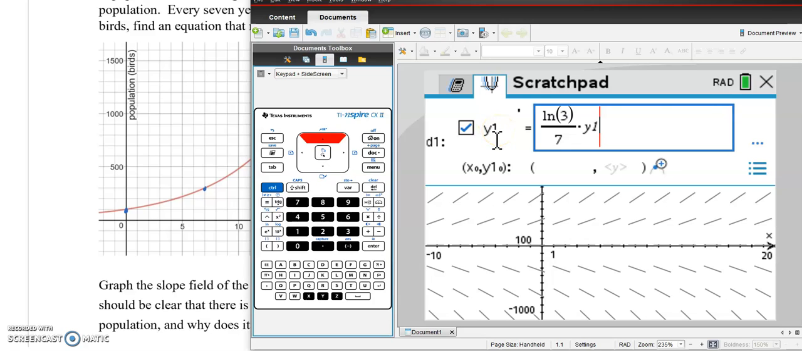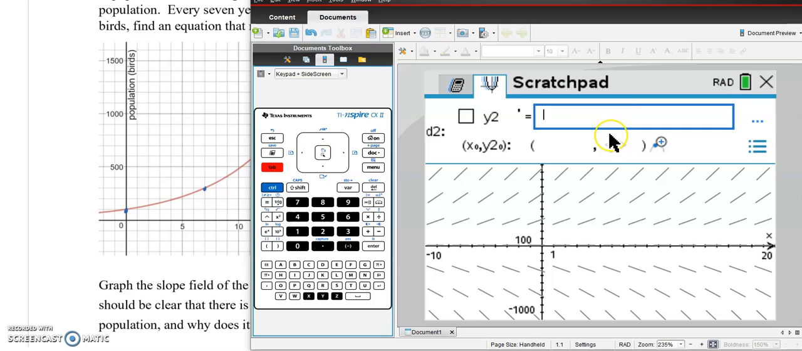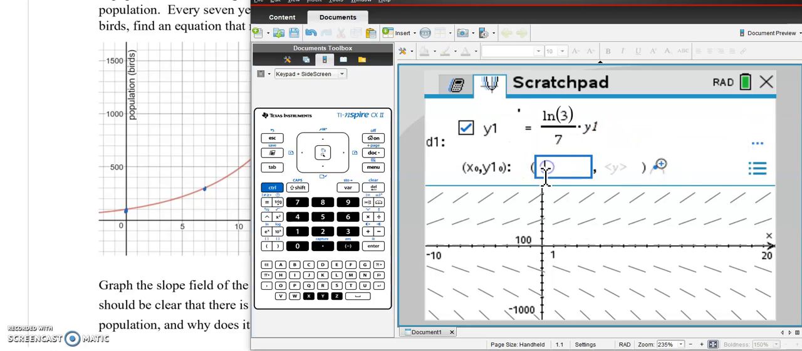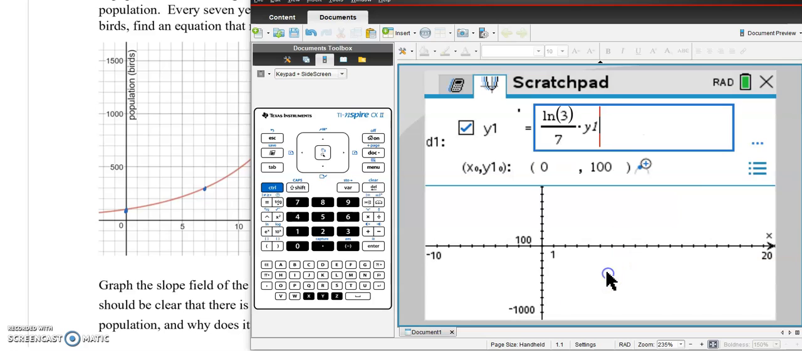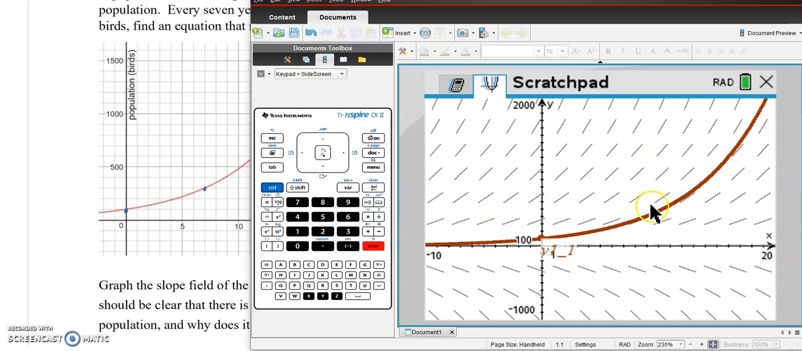Okay? So I can kind of see my exponential curves here, right? I can give an initial condition of 0 for t and 100 for p, and I'll see that gives us that nice exponential curve that we were given at the beginning, and that's the particular solution.